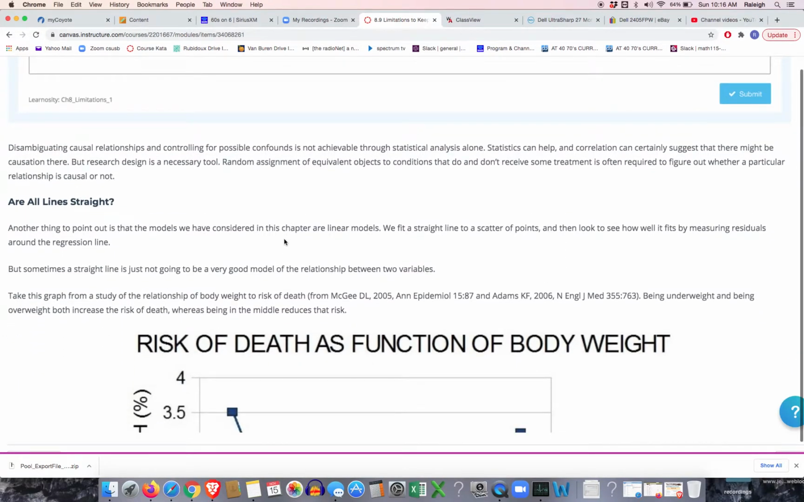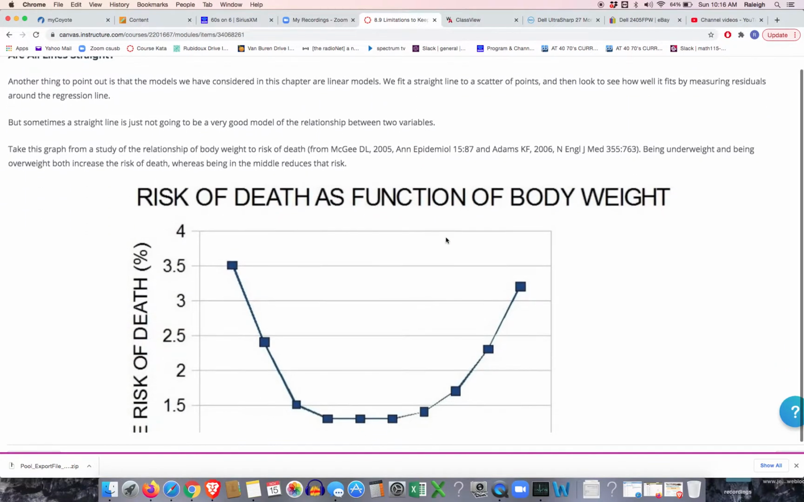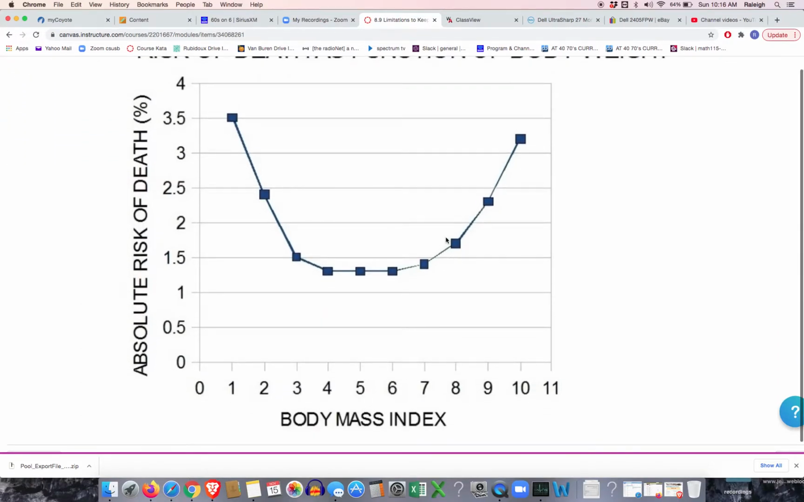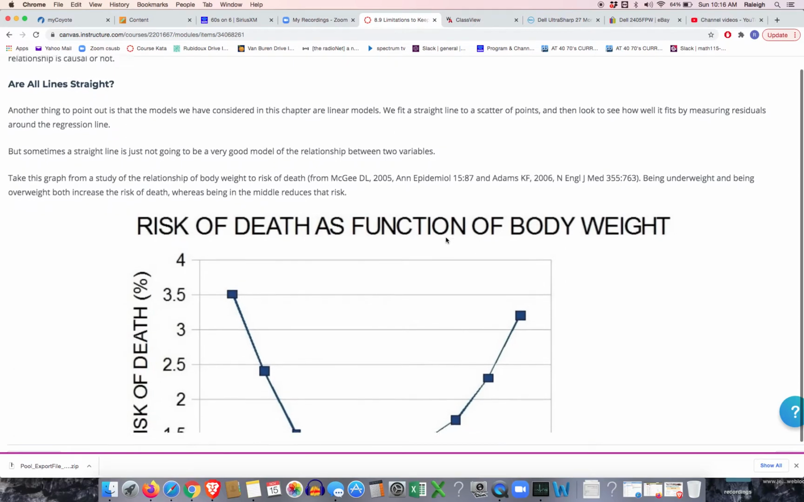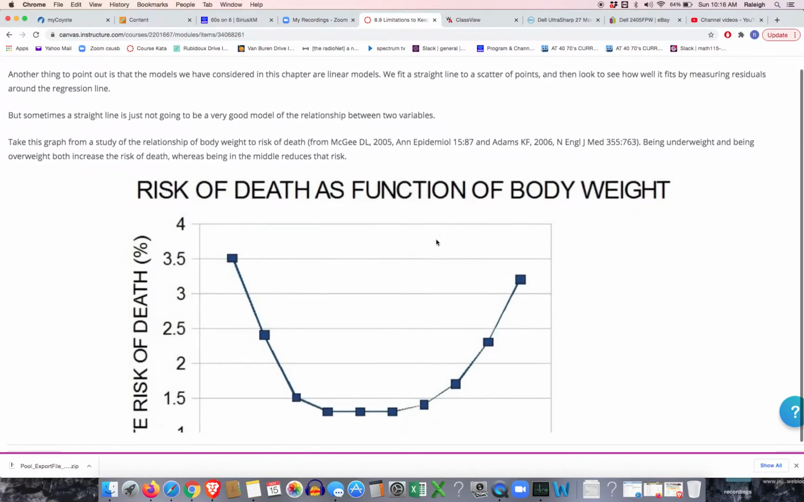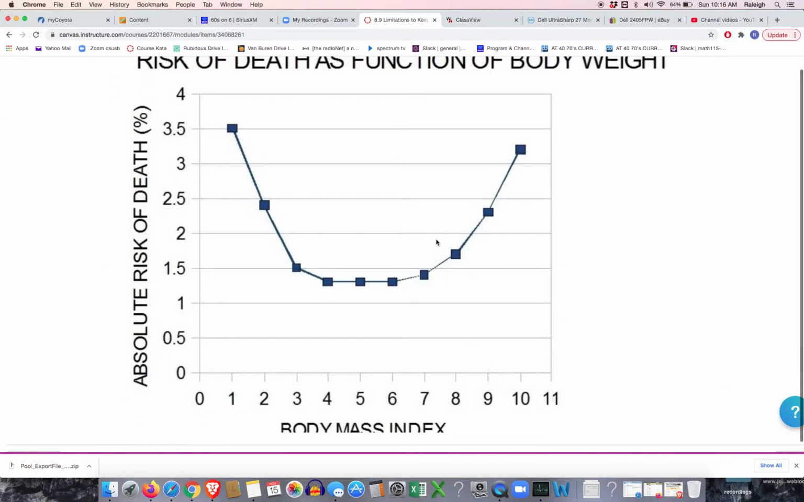We have another couple of things to mention. Are all lines straight? Well, the models we consider are only linear models. We can fit a straight line. There are other models, though, and I'm not sure about these body mass index numbers. I think they're a little bit low, but anyway, they do say that they've tried to connect a relationship between body weight and risk of death. So maybe this is of a certain, I don't know, I can't interpret this completely. I always thought body mass index was in the 20s or something.